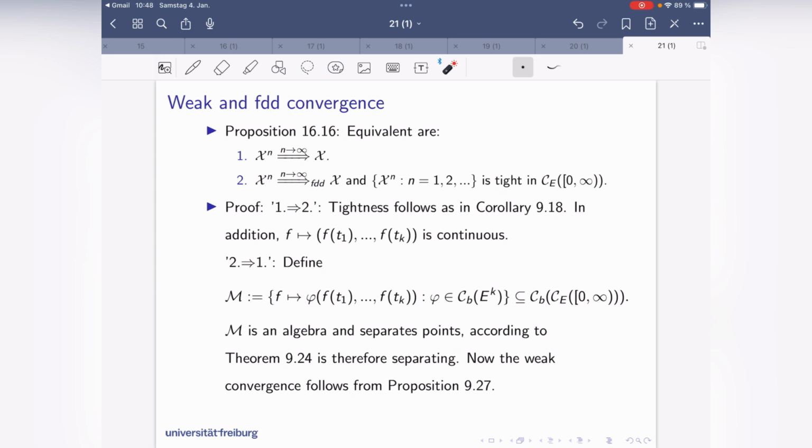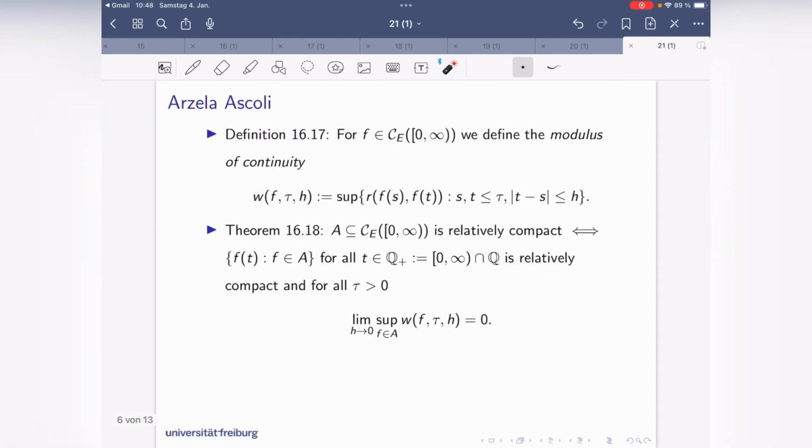So, well, we have shown that 1 and 2 are the same. And now we, in fact, simplified what we had to do. So we only have to show finite dimensional distribution convergence. Okay, we have that for random walk to Brownian motion. But we have not yet a tightness criterion for the random walks. And that's where the so-called Arzelà-Ascoli result comes in.